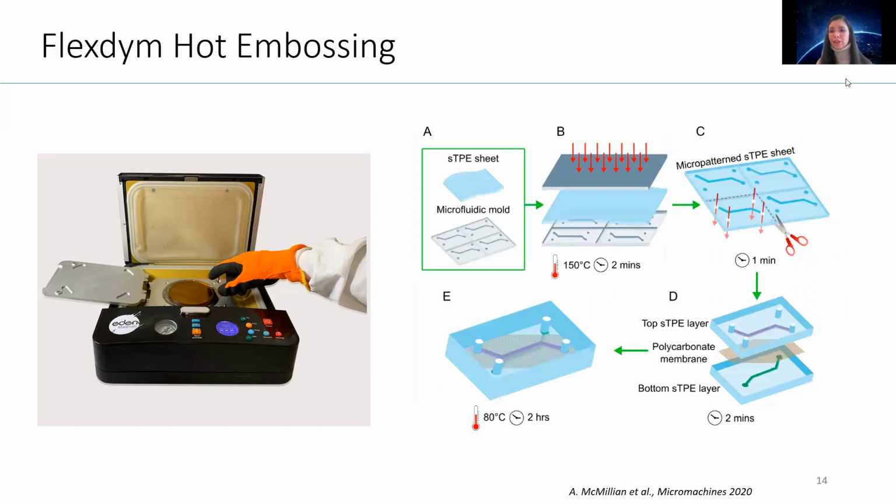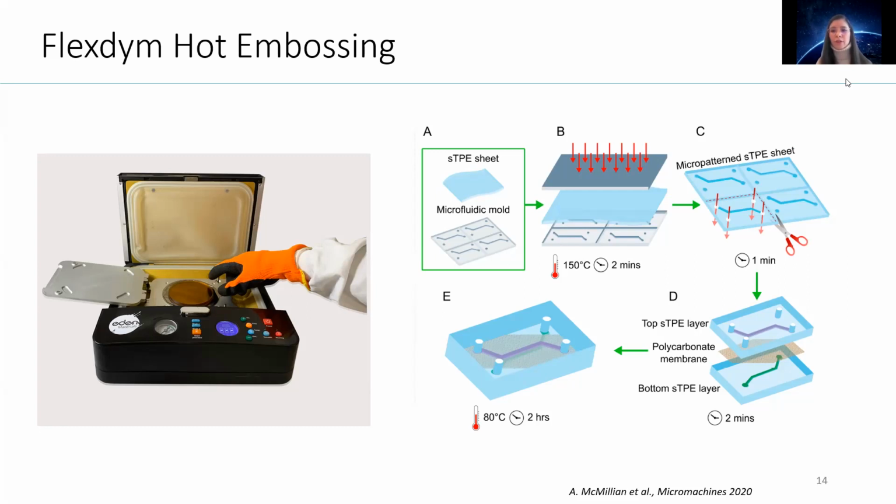And just to really highlight to you the ease and the rapidity of the protocol for the molding process, here we have a schematic of a protocol implemented by another one of our clients in a recent publication in Micromachines. Really what they were trying to make were double chamber organ on a chip devices where you have two Flexdym sheets that are molded and then bound to an intermediate polycarbonate porous membrane in order to culture cells and study cell signaling.